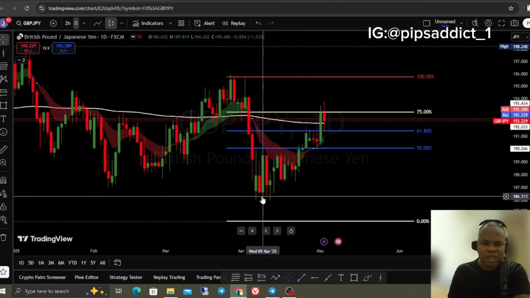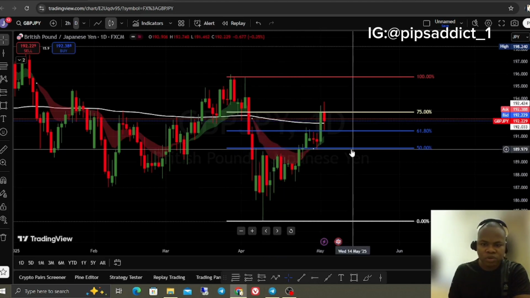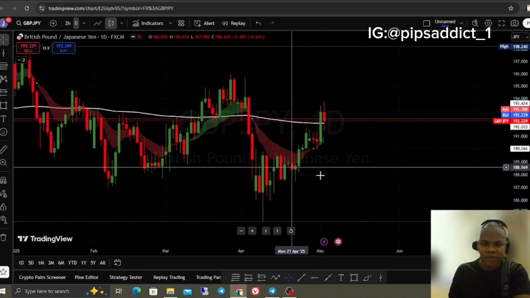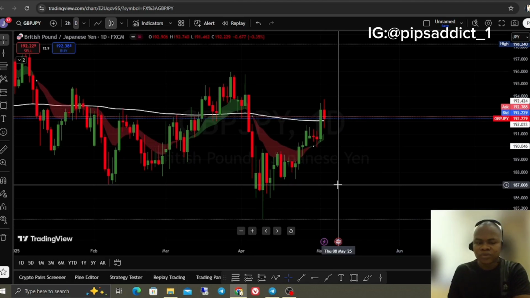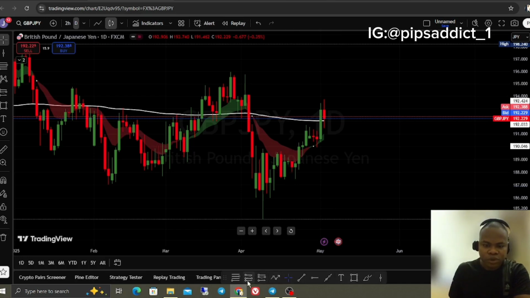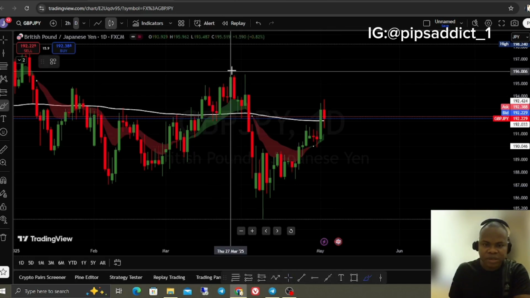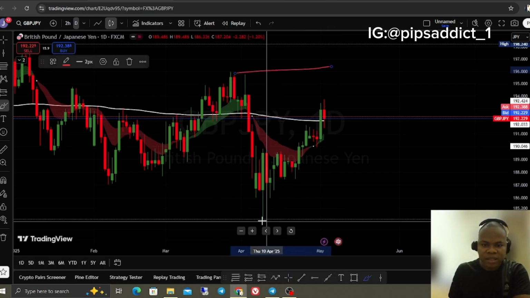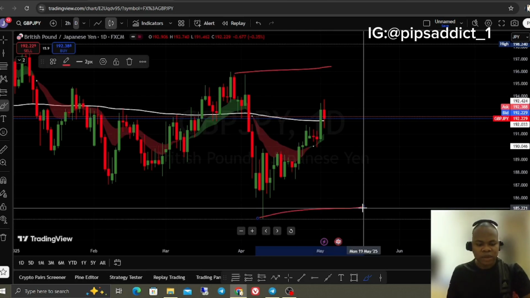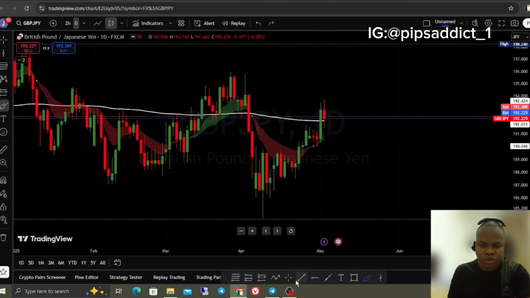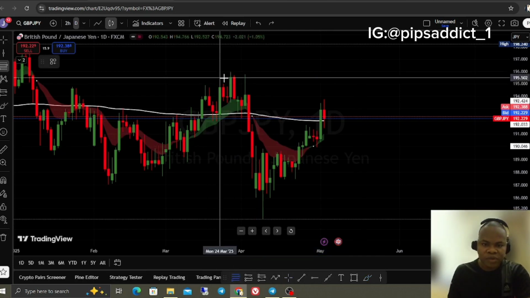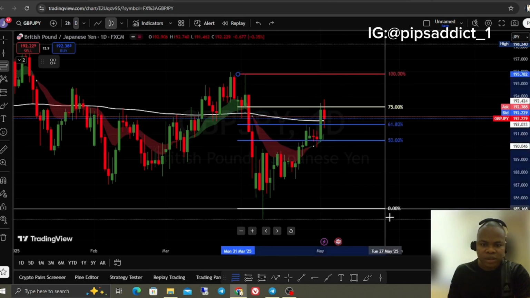On the daily time frame, I just want to know what's happening to know the range I am trading in, so I would not be confused. So this is my range here. This is my swing high, and this is my swing low. So I'm going to use my Fibonacci from swing high to swing low.